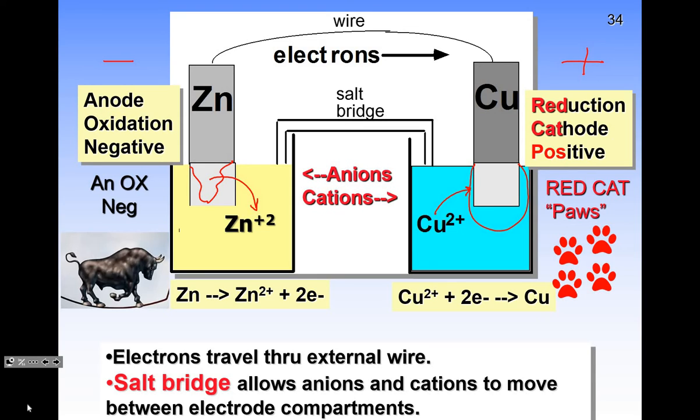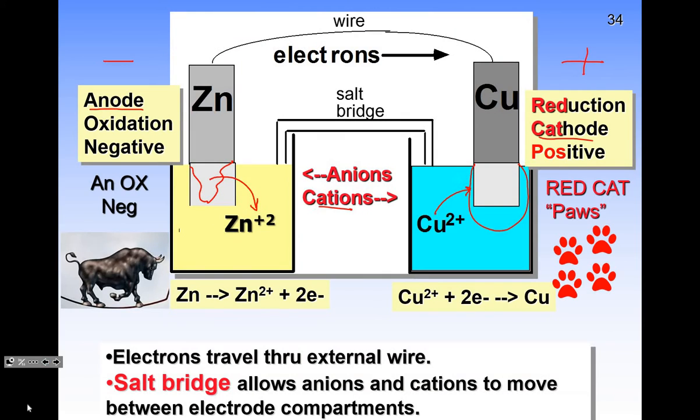We also have going through the salt bridge anions to the anode and cations to the cathode. They have to do that in order to balance the charges, because if you look over here, zinc's coming into solution, making more positive, so we need to pull negative from the salt bridge to neutralize it. And over here, cations or positive ions are coming out of solution, so I'm going to have negative ions left over. So the salt bridge provides cations to balance that out.